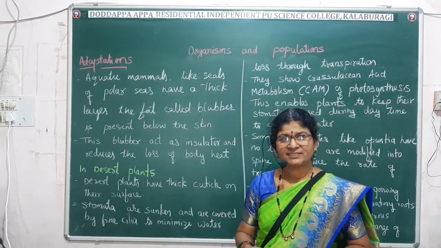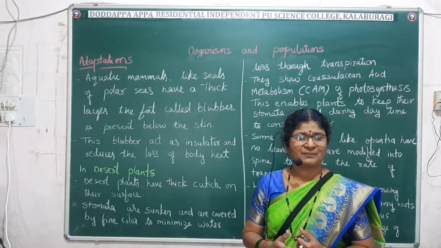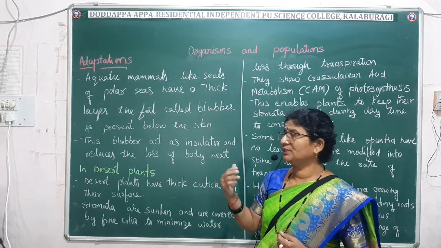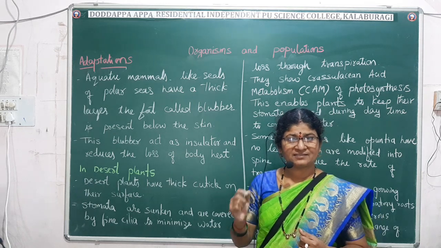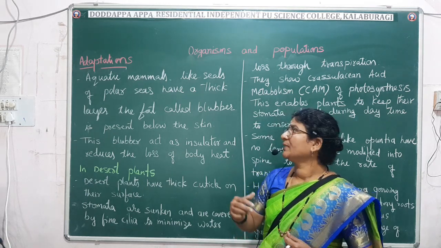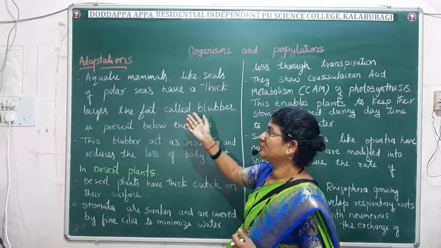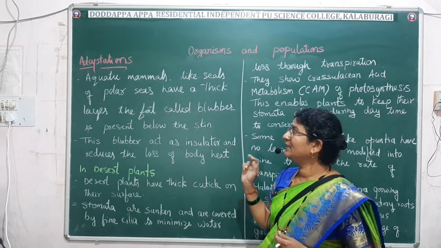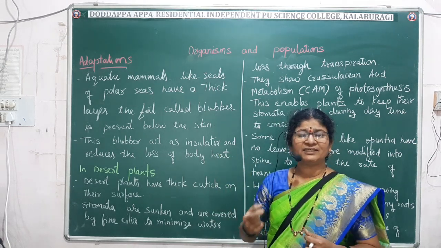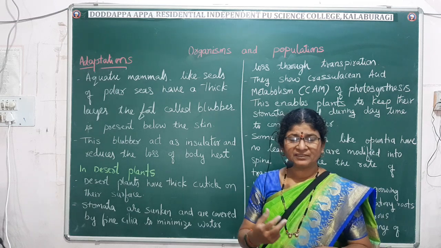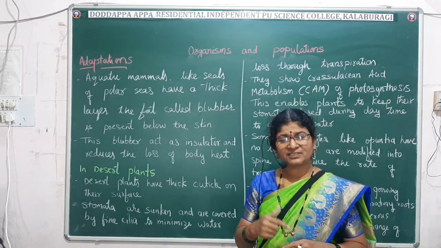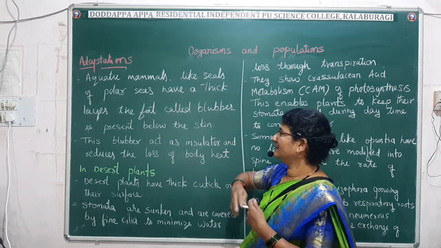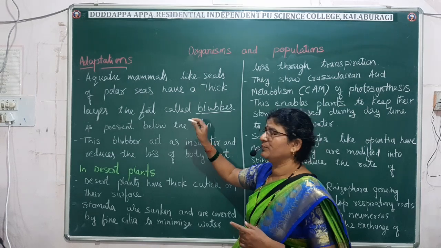Now let us go to the next adaptation, that is aquatic mammals. Mammals respire through the lungs; a pulmonary respiratory system is seen in mammals. That you have already studied. Let me come to the point. Aquatic mammals like seals, which are present in the polar seas, have a thick fatty layer below the skin, and that fatty layer is called blubber. It is a 1-mark question plus a CT point.